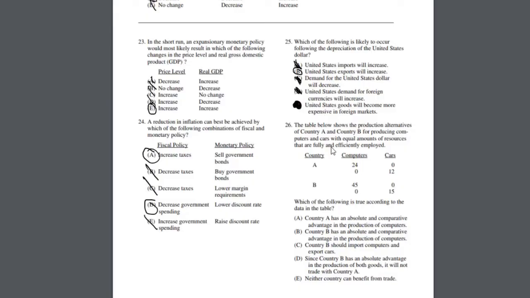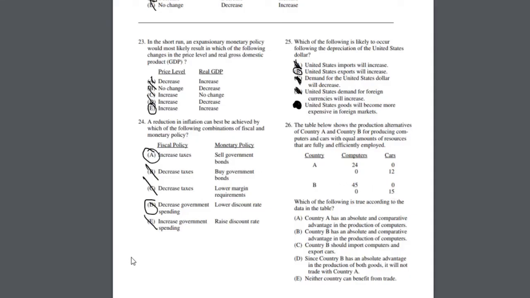The table below shows the production alternatives for country A and country B for producing computers and cars with equal amounts of resources that are fully and efficiently employed. So we're looking at a production possibility graph, basically. Which of the following is true according to the data in the table? So country A can either make 24 computers or 12 cars. Country B can either make 45 computers or 15 cars.